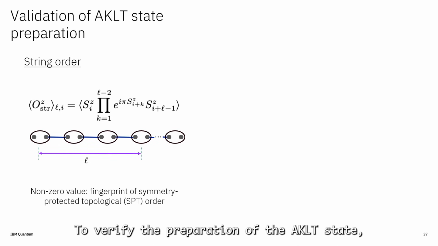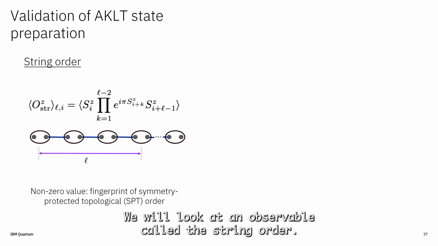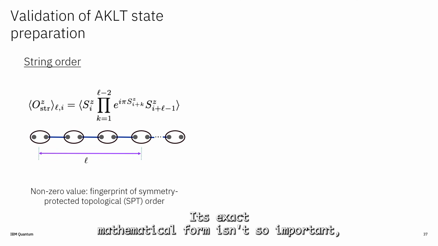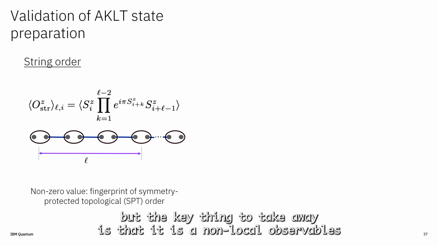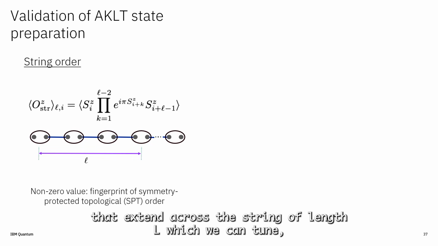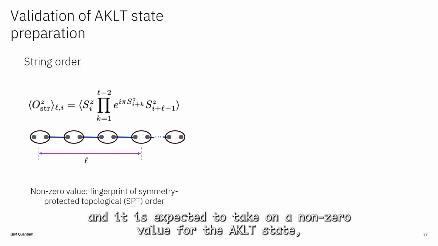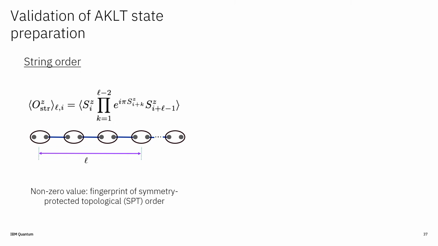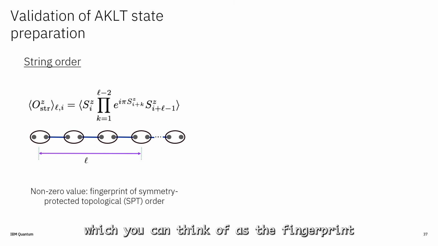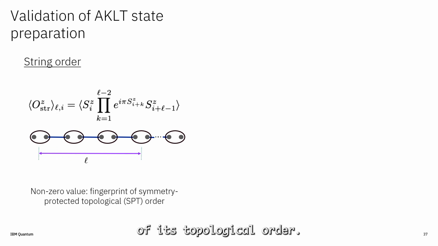To verify the preparation of the AKLT state, we will look at an observable called the string order. Its exact mathematical form isn't so important, but the key thing to take away is that it is a non-local observable that extends across a string of length L, which we can tune. And it is expected to take on a non-zero value for the AKLT state, which you can think of as the fingerprint of its topological order.